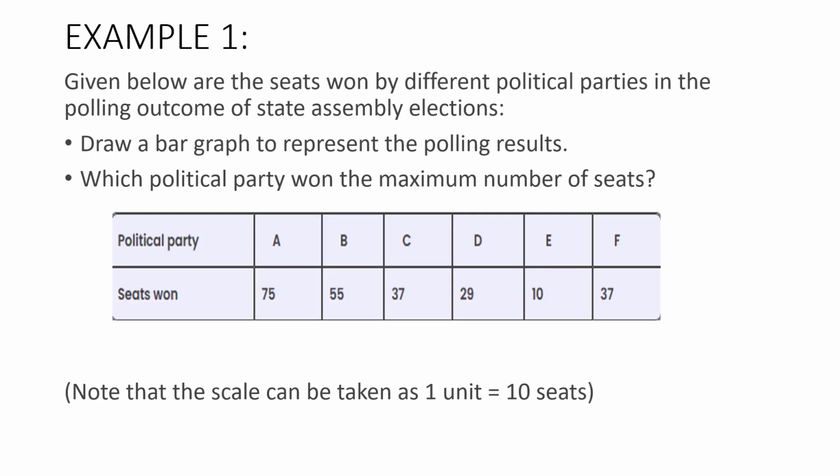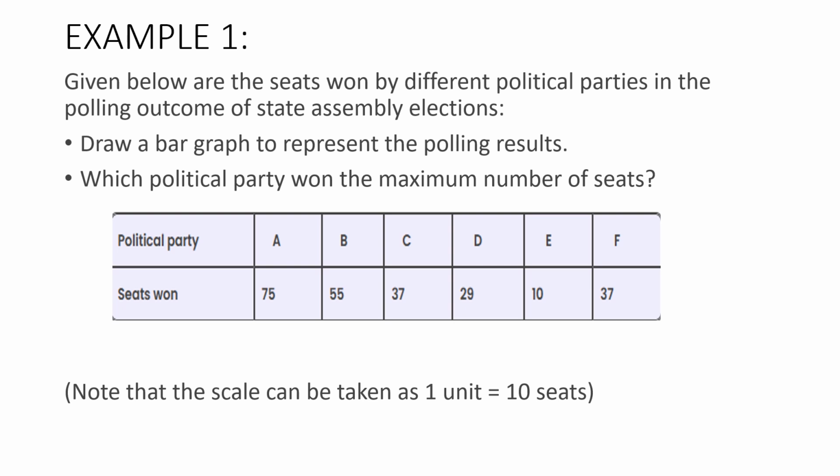Example 1. Given below are the seats won by different political parties in the polling outcome of state assembly elections. Draw a bar graph to represent the polling results. Which political party won the maximum number of seats? Note that now see the data is given over here for A, B, C, D, E and F political parties, and the seats won are also given.